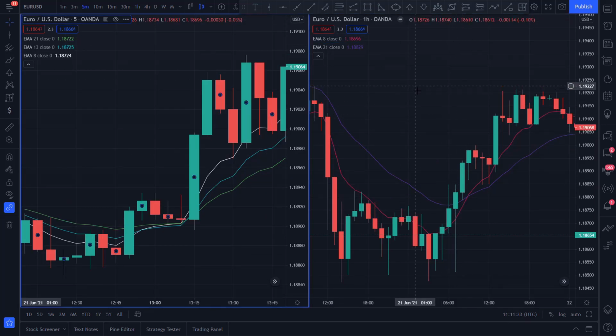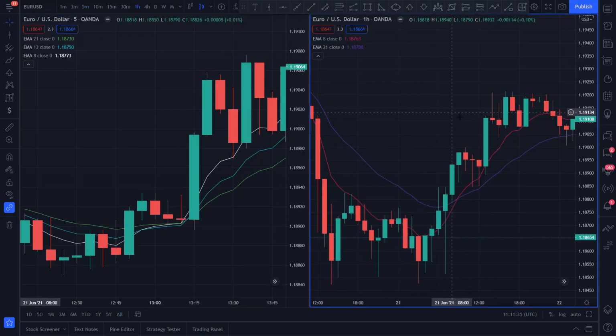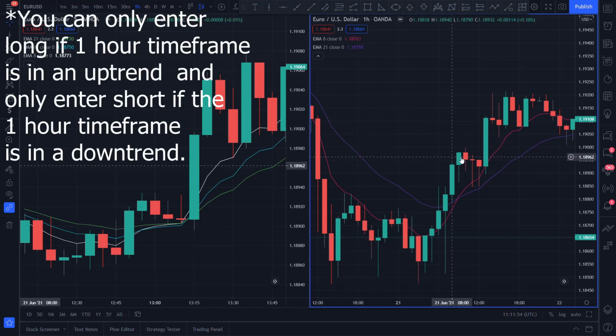And now let's see the rules. So first you're going to go on the 1 hour time frame and check what's your main trend. You're going to do that by looking for the EMAs. So if you have the 8-period EMA above the 21, that means we are in an uptrend. If you have the 21 above the 8, that means we are in a downtrend.